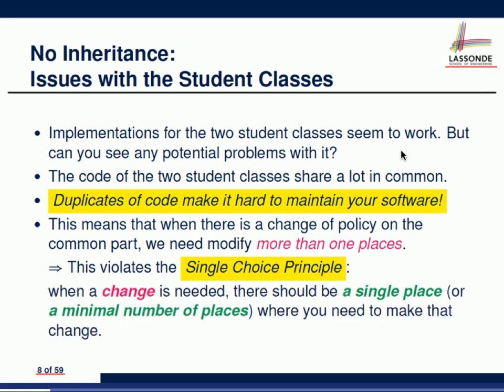So now here's the definition. Whenever there's a change needed for your software, there should be either a single place, or sometimes it may have multiple places, maybe unavoidable in practice, but at least it should be a minimal number of places that you should change. It shouldn't be too many. If you can minimize, you should minimize. That's the definition for the single choice principle.